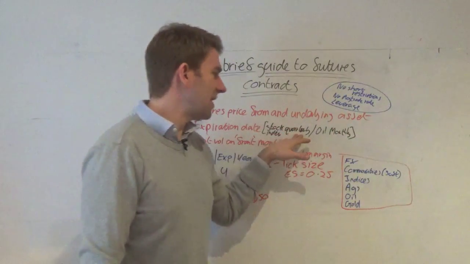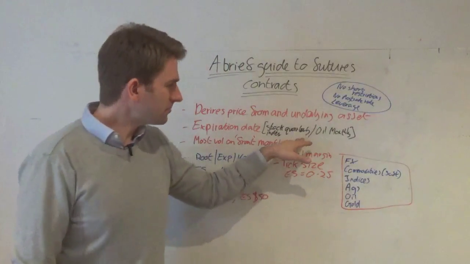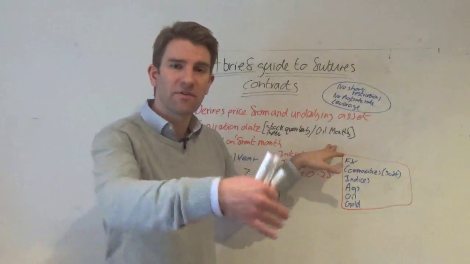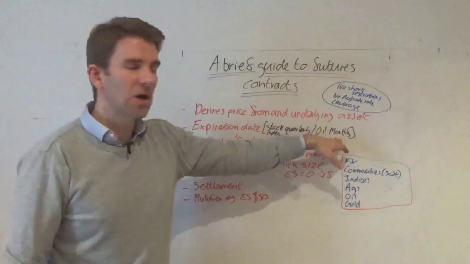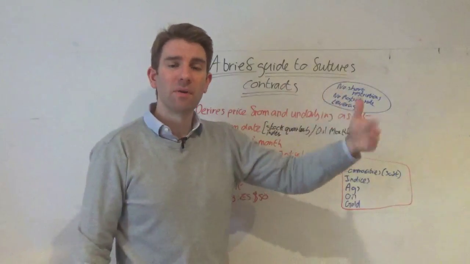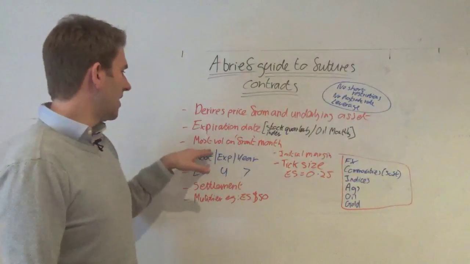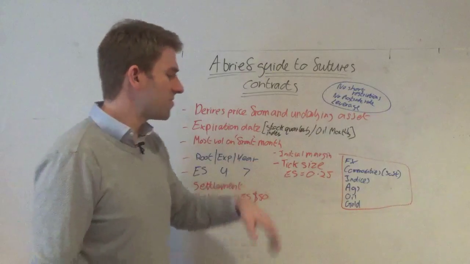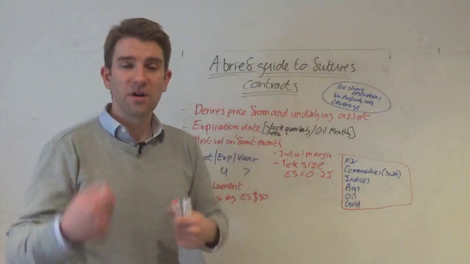Expiration date. So stock indexes are quarterly, the expiration date on those. You can trade those for every quarter expiry, and things like oil are every month. So every month they'll change the expiry date. And most volume is what's called on the front month. So as traders, we're looking to transact in the front month.